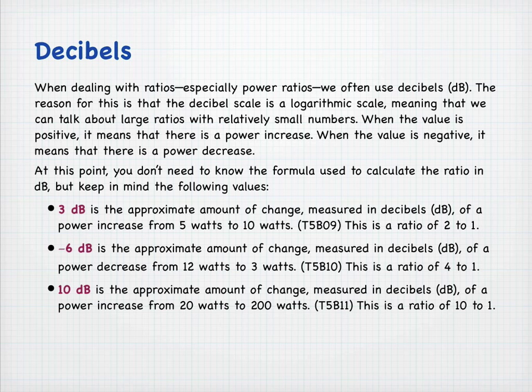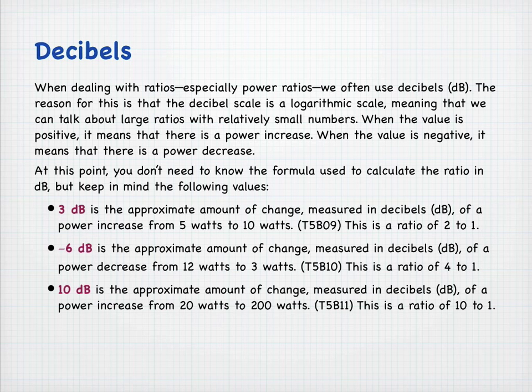At this point, you don't need to know the formula used to calculate the ratio in dB, but you do need to keep in mind the following values. 3 dB is the approximate amount of change measured in decibels, dB, of a power increase from 5 watts to 10 watts. 5 watts to 10 watts is a ratio of 2 to 1, and because it's a power increase, the value is positive.